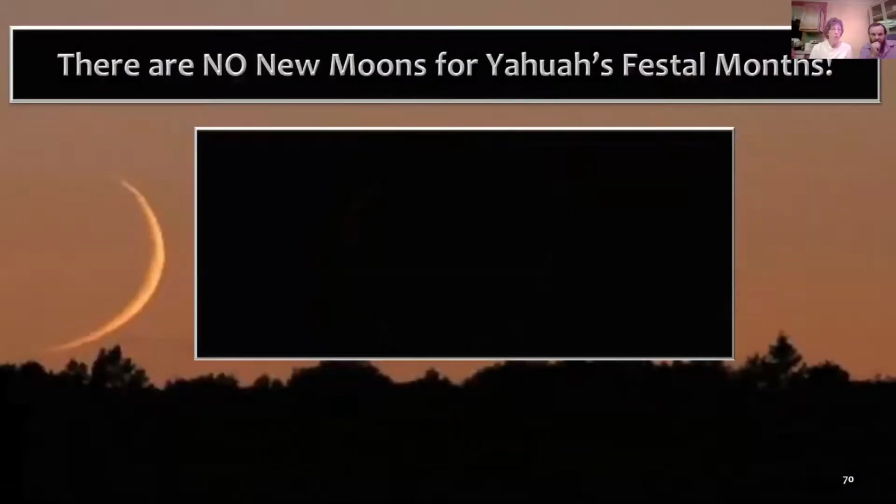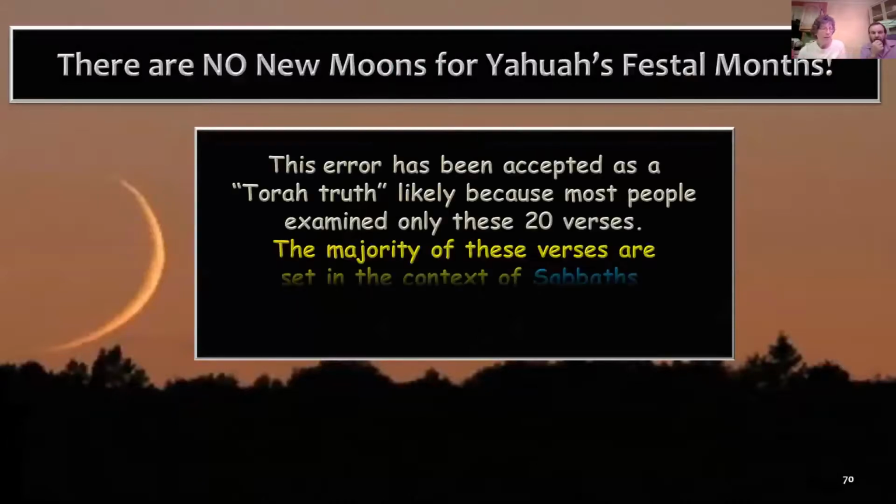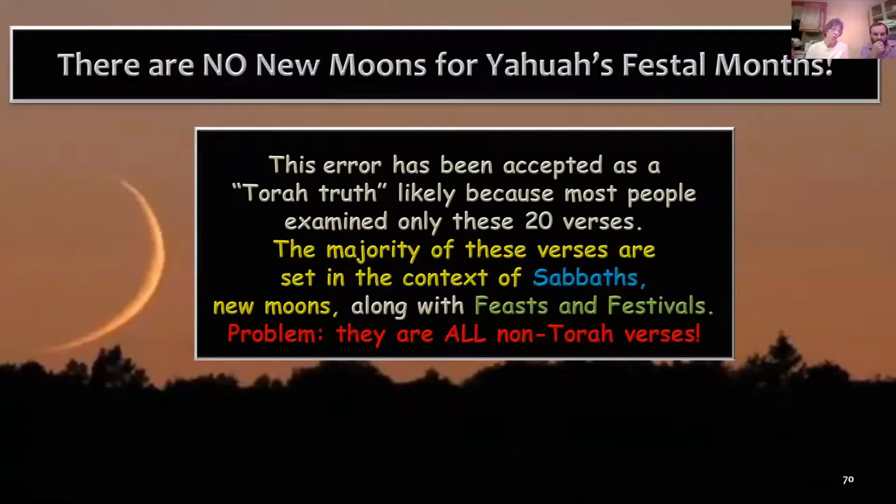There are no new moons for Yahuwah's festal months. This error has been accepted as a Torah truth, likely because most people examined only those 20 verses. Those 20 verses that are in non-Torah books. The majority of these verses are set in the context of these bundles. They have Sabbaths, new moons, and feast and festival language in it as well. I think there's 11 verses that have this bundle, and they are all non-Torah verses. If there was even 2 or 3 of those verses bundled like that in the Torah, we would be okay with it, right?